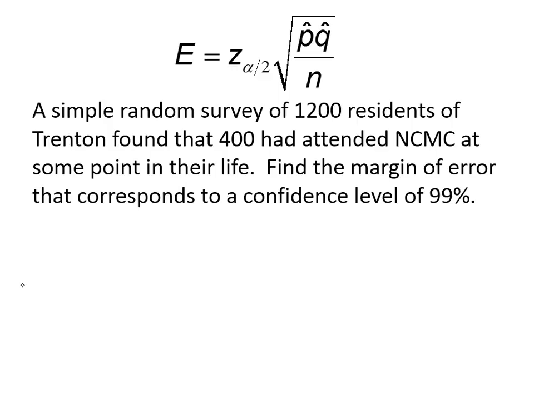Now, what I want to do then is to find the margin of error that corresponds to a confidence level of 99%. So if I want to have a confidence level of 99%, first of all, what is alpha? 1%, which means alpha over 2 is 0.005. Which means what is my z of alpha over 2?